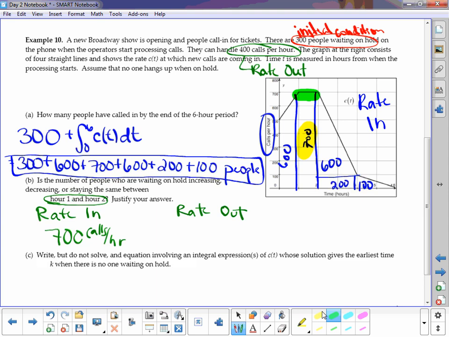So the height of the curve lets me know between hours 1 and 2, I can see 700 people are calling in, or at a rate of 700 calls during that time. Okay, now if we consider our rate out, how do I know what my rate out is? It's just that 400 calls per hour. So I have 400 calls per hour getting taken care of.